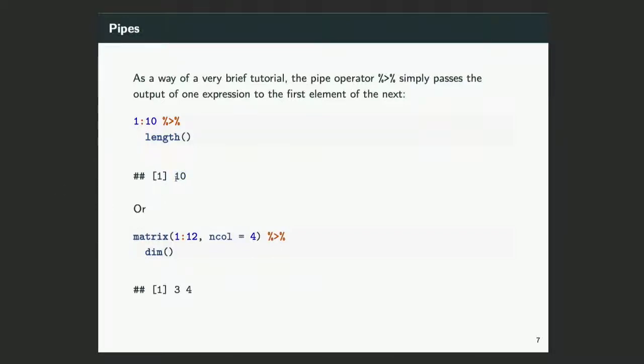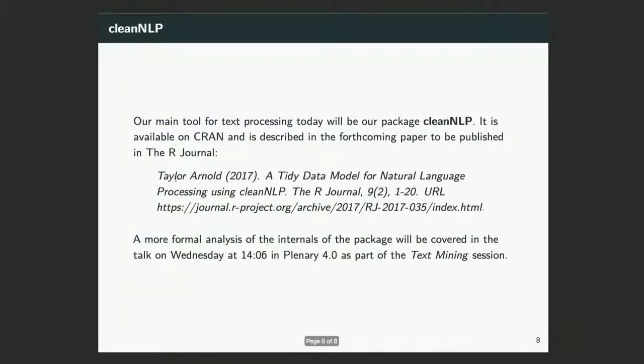Similarly, if I take a matrix of the integers from 1 to 12, and I make that matrix have 4 columns, it should then have 3 rows, and if I pipe it to the dim function, it will tell me that it's a 3 by 4 matrix. You'll see that all of the text processing that we're doing today is going to build up these pipes of increasingly complex commands. And as we change one or two things, we'll change the type of analysis that we're doing. So this piping structure is really predominant in the code that we're doing today.